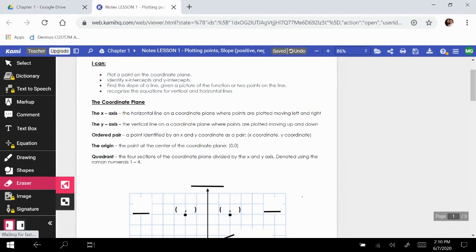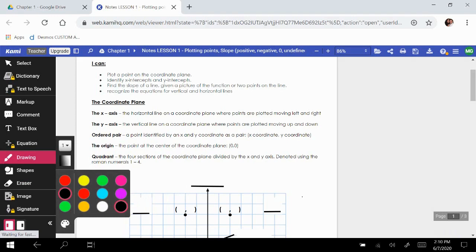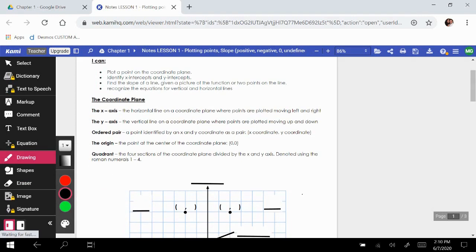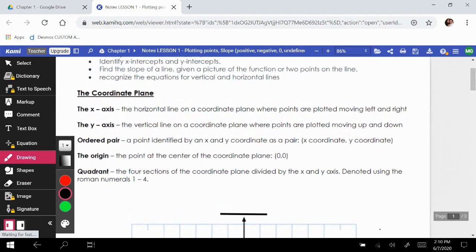Everyone. Today we're going to start by talking about the coordinate plane. We're going to plot points, identify x and y intercepts. We'll be finding the slope of a line today, and we're also going to talk about vertical and horizontal lines, how to write those equations. If I look at the first section here, we're going to talk about some vocabulary.